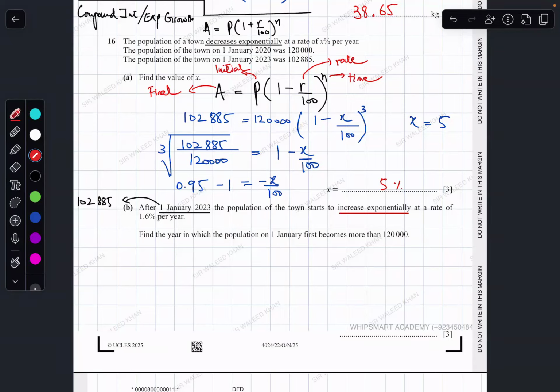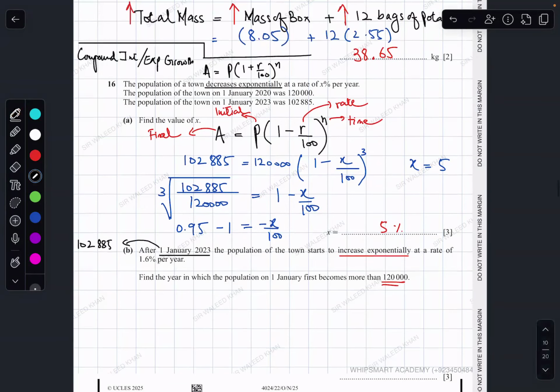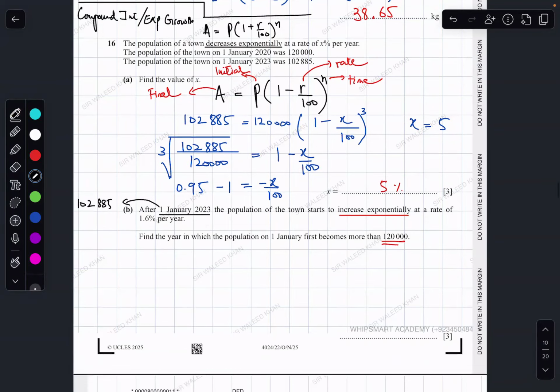What is the final value right now? 120,000. Are you sure? On 1st January 2023, we are starting from here. 102,885. So out of these two formulas, which one should I apply? With the minus one or the plus one? Plus.